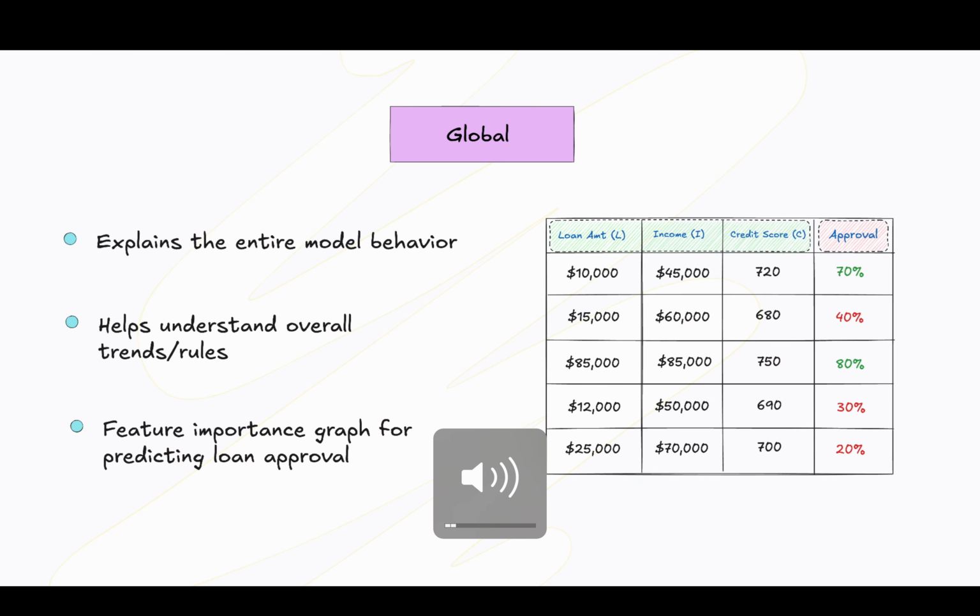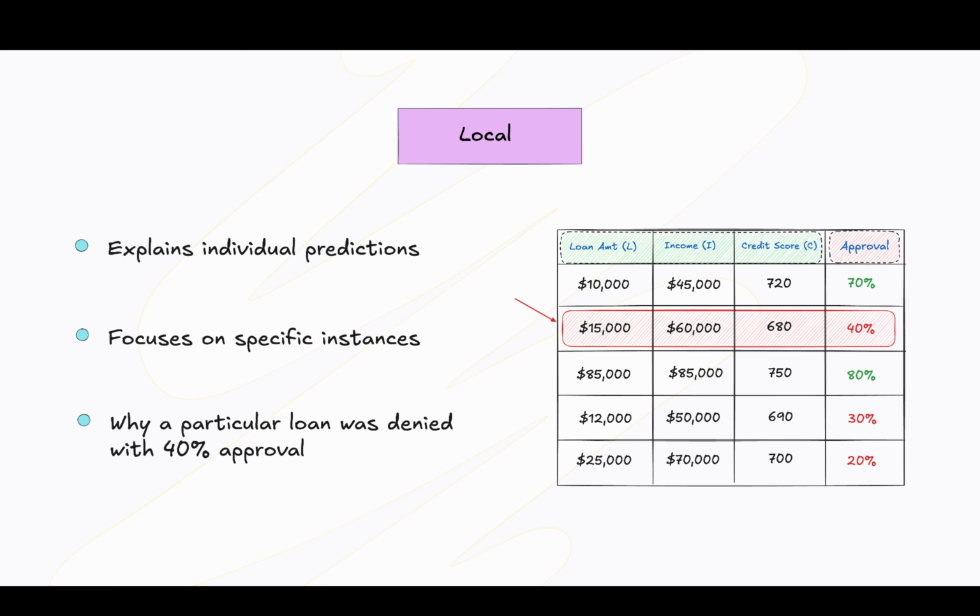So let's start with global explanations. These focus on explaining the behavior of the entire model. For example, in this table, we can analyze trends across all the loan applications. For instance, we might see that higher credit scores generally lead to higher approval percentages.